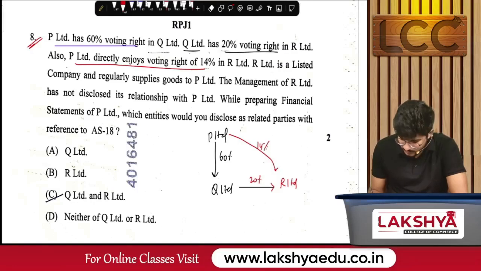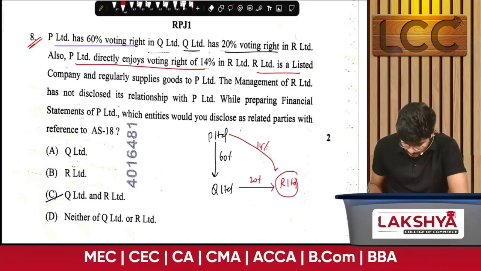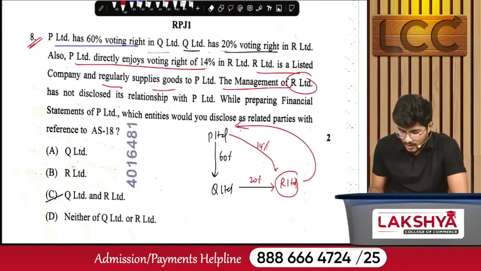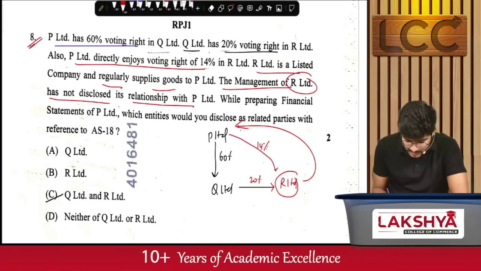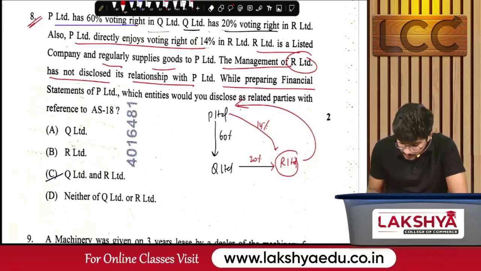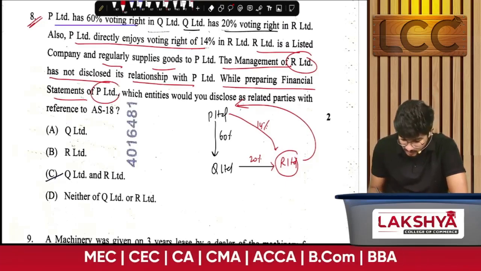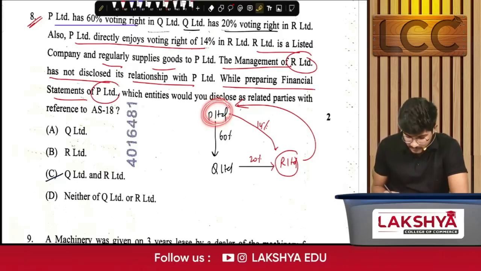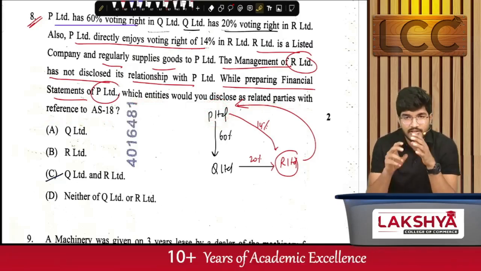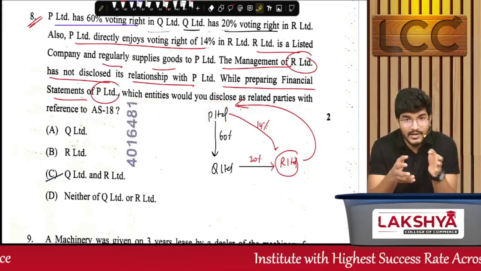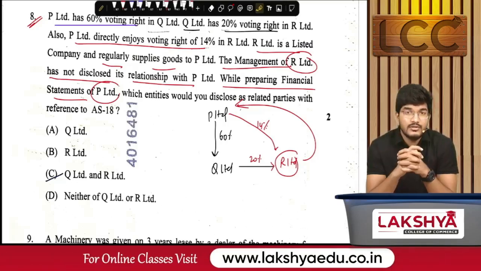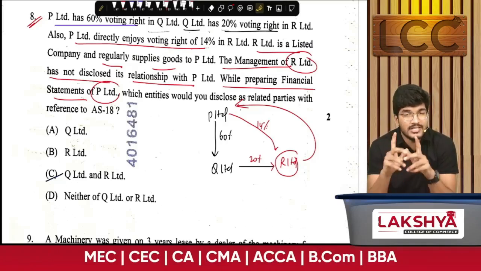Now, R Limited is a listed company and regularly supplies goods to P Limited. The management of R Limited has not disclosed the relationship with P Limited. While preparing the financial statements by P Limited, which entities would you disclose as a related party with reference to AS 18? Now the question is, if the opposite company does not disclose our company as a related party, that doesn't mean we don't need to disclose. We have to disclose all the related party relationships as per AS 18.